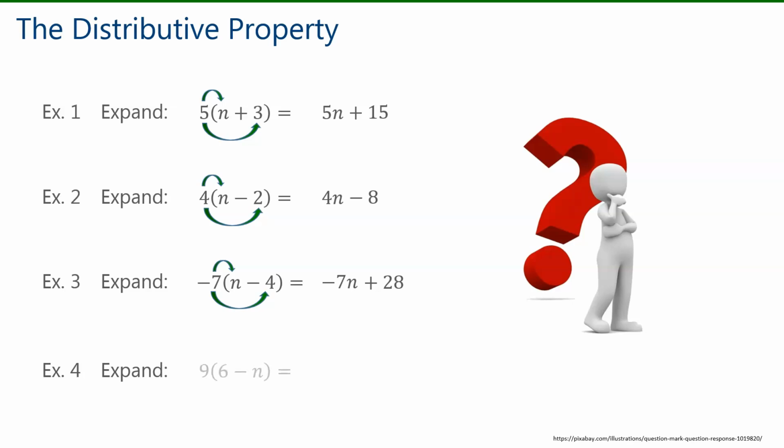And finally, 9 times 6 subtract n. 9 times 6 equals 54. And 9 times negative n equals negative 9n. So 9 times 6 subtract n equals 54 subtract 9n.